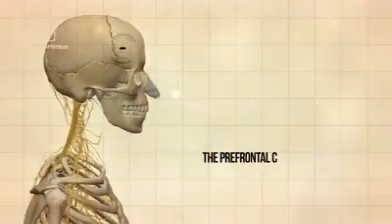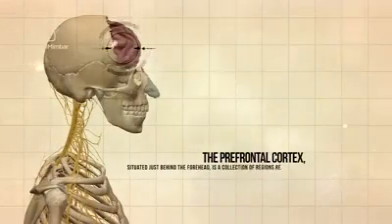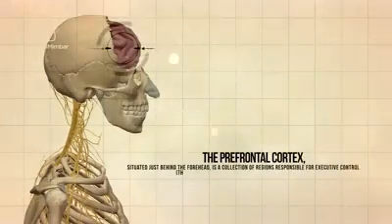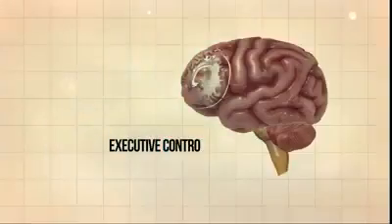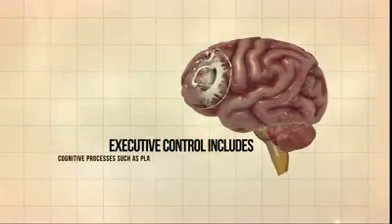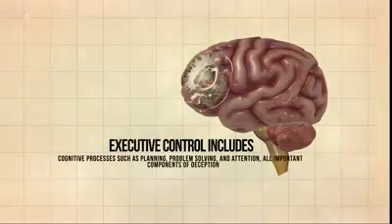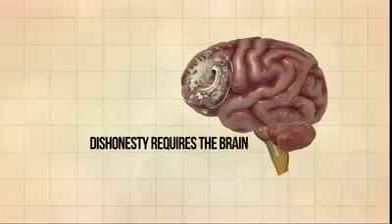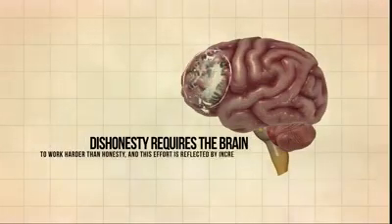The prefrontal cortex, situated just behind the forehead, is a collection of regions responsible for executive control, the ability to regulate thoughts or actions to achieve goals. Executive control includes cognitive processes such as planning, problem solving and attention, all important components of deception. Dishonesty requires the brain to work harder than honesty, and this effort is reflected by increased brain activity.